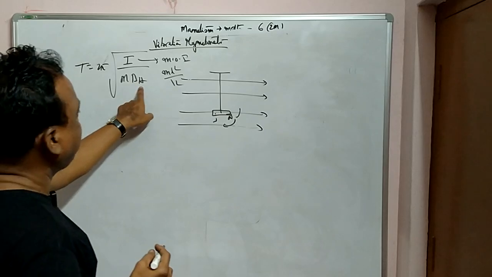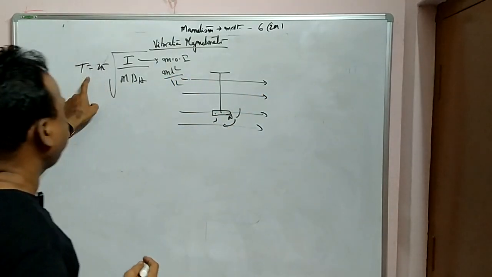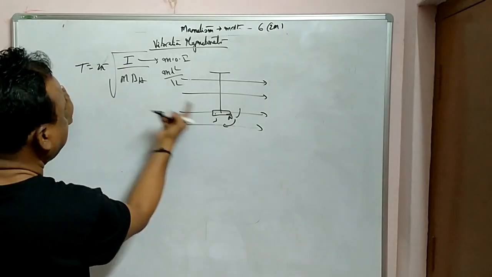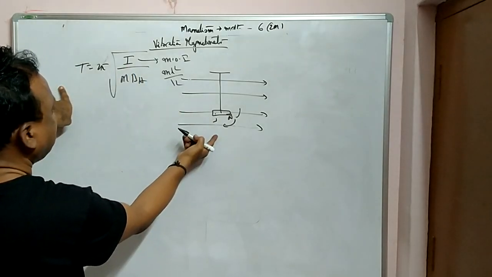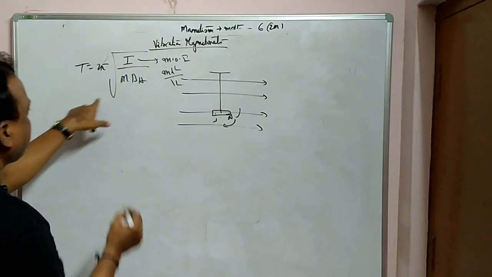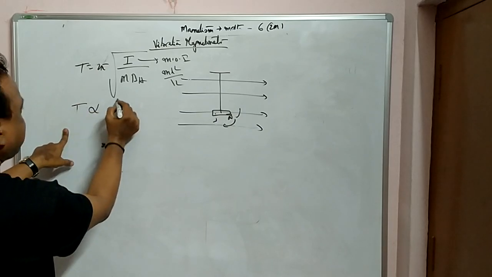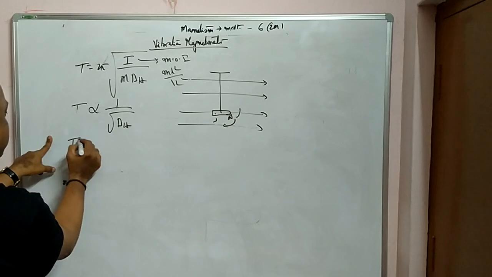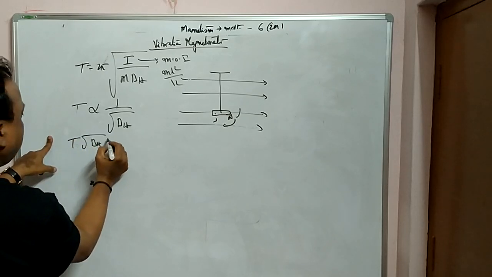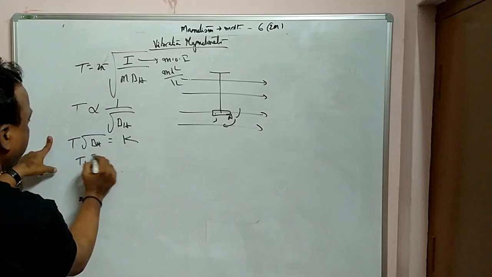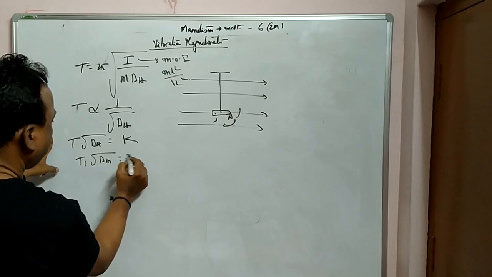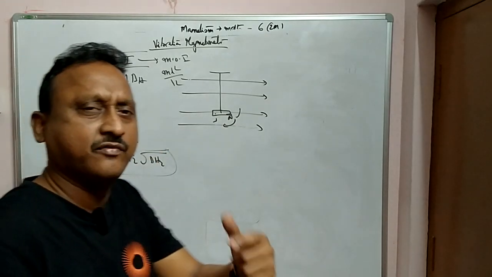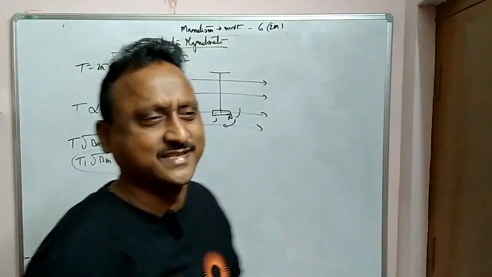M is the magnetic moment, BH is the Earth's horizontal field, and T is the time period. Here 2 pi is constant, and for a given magnet I is also constant, unless you change it. The moment is also constant. So T is inversely proportional to root BH. So the relation is T root BH is equal to constant, or T1 root BH1 is equal to T2 root BH2. Like that you can find the value of the Earth's horizontal field at different places.